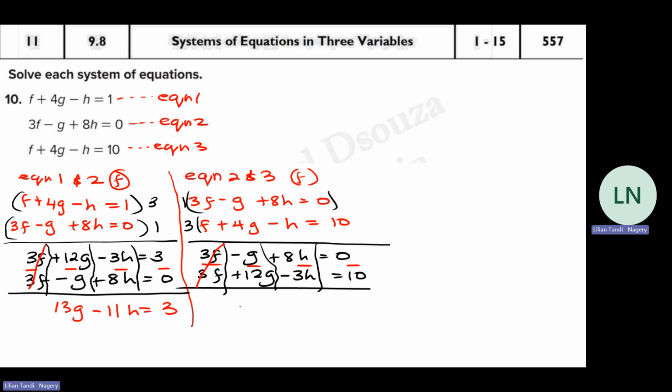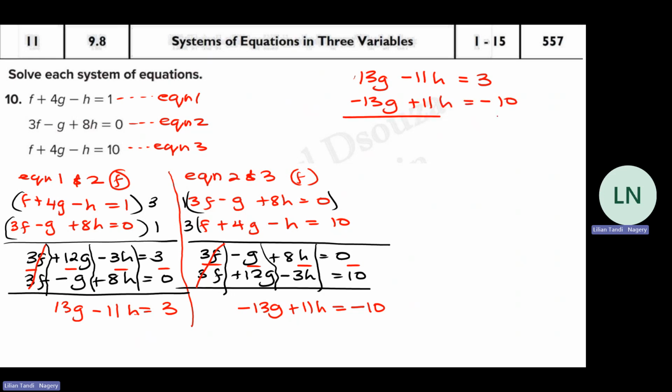This will be 13, but negative. 13G plus 11H equals negative 10. Okay? So now I put my two equations together. So I have 13G minus 11H equals 3. Negative 13G plus 11H equals negative 10.